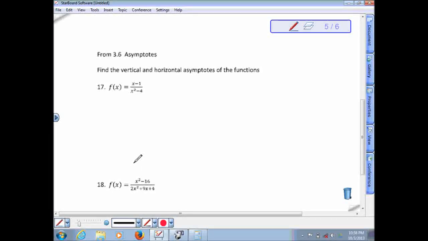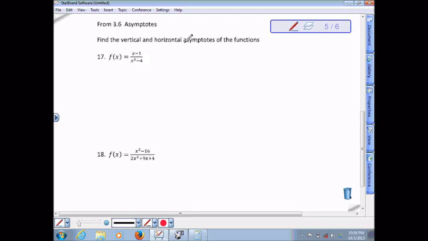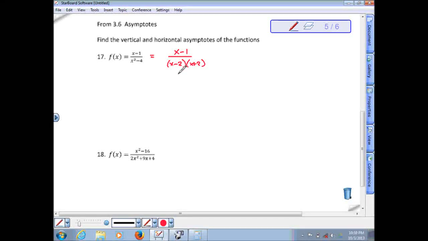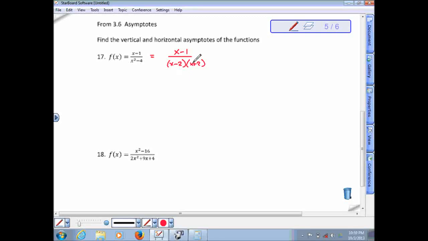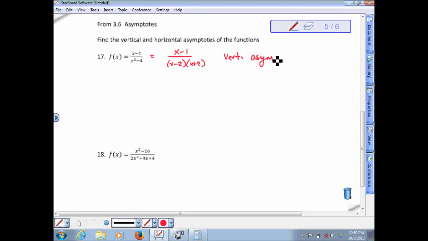Vertical asymptotes are found when the denominator is equal to 0. Those are the domain restrictions. Horizontal asymptotes are found by comparing the degree of the numerator to the denominator. So this function in factored form is x minus 2 times x plus 2 in the denominator and x minus 1 in the numerator. So the domain restrictions are x cannot be 2, x cannot be negative 2. Those are the vertical asymptotes. So vertical asymptotes are x equals 2, x equals negative 2.